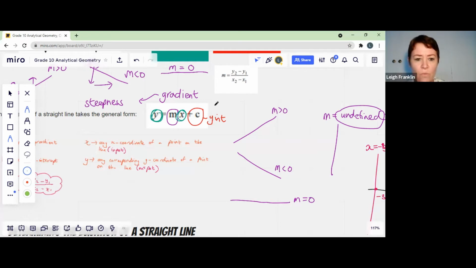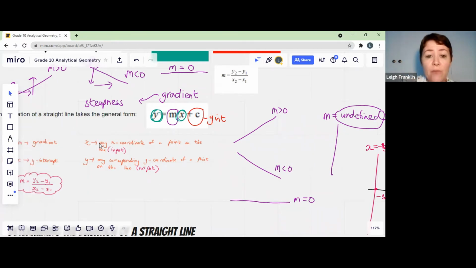Anybody know what x and y are? Inputs, good, Phoebe. X's are inputs and y are, yes, those are coordinates. So x and y is any coordinate pair of any point that lies on that particular line. The x is the number that goes in and the y is the corresponding number that comes out.